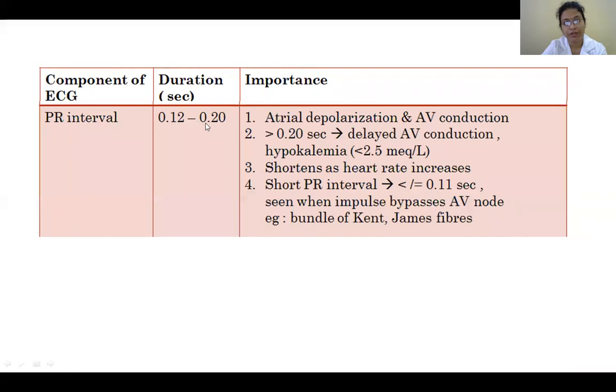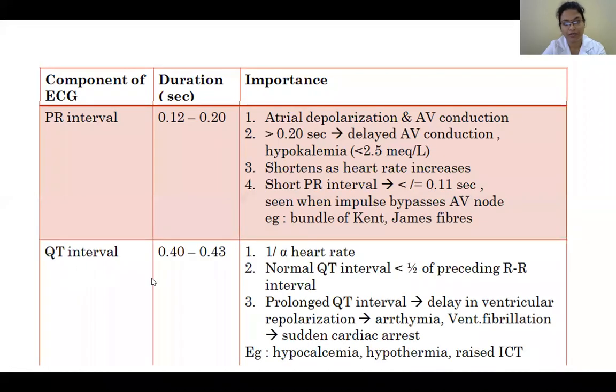Whereas if the duration is prolonged more than 0.20 seconds, this is an indication of delayed AV conduction or hypokalemia, that is, if the potassium concentration goes less than 0.2 milliequivalents. So as the heart rate increases, PR interval will get shortened. PR interval is an indication of atrial depolarization and AV conduction.